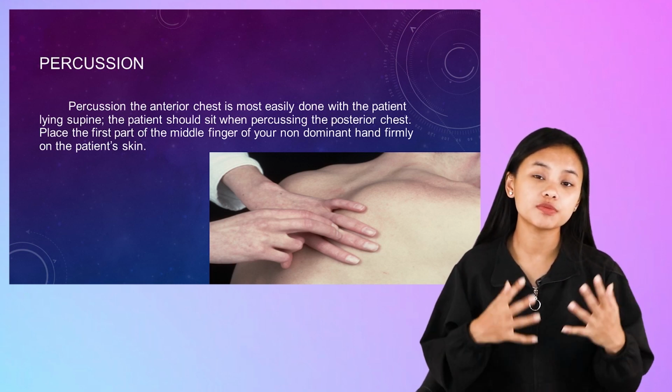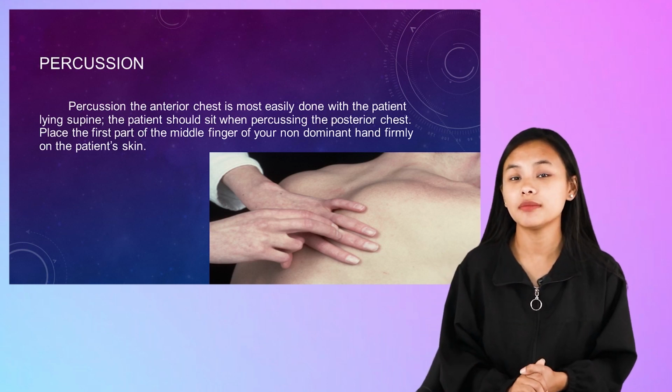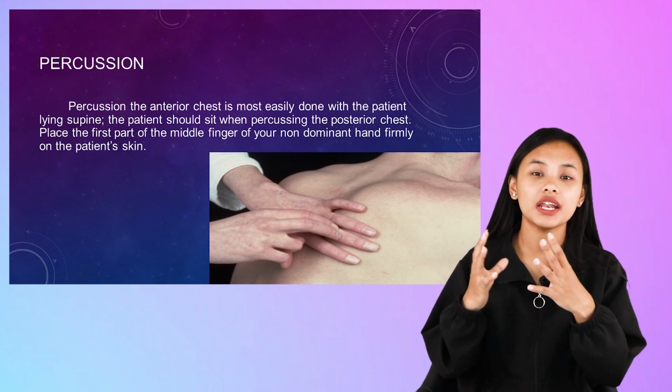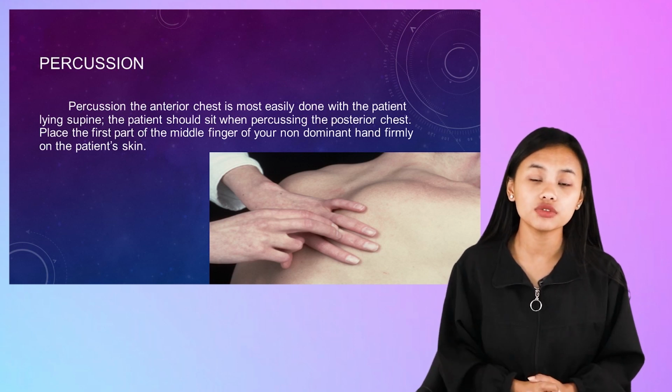Whereas for the posterior chest, the client must be in a sitting position, right? After the client has taken this position, we place the first part of the middle finger of our non-dominant hand on the skin of the client. Then we strike that finger with the tip of the middle finger of the dominant hand. Again, for the anterior chest the client should be in a supine position, whereas for the posterior chest the client must be sitting, right?